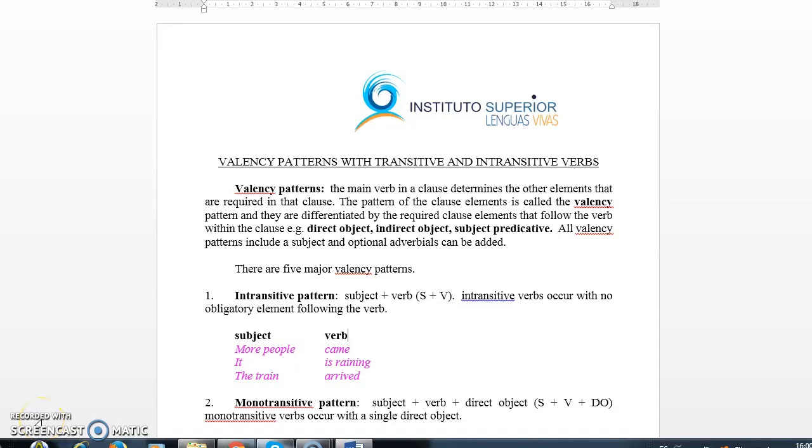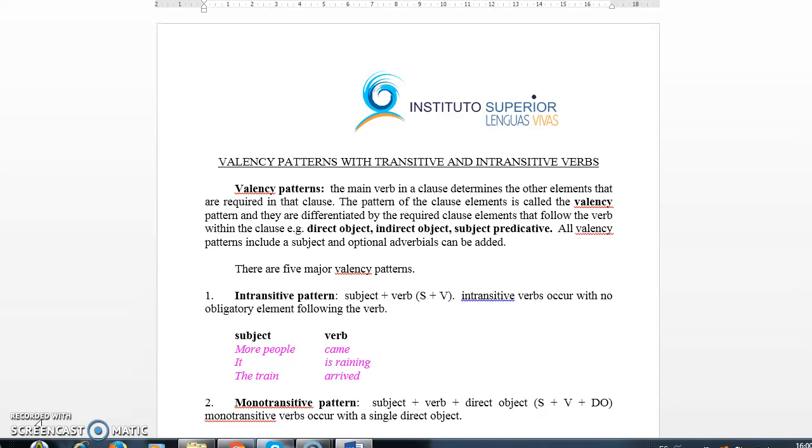Hello, how are you? This class that we are going to have today is about valency patterns with transitive and intransitive verbs. A valency pattern is the pattern of the words in a sentence. These are all formed around the verb, which is the most important clause element in a sentence.